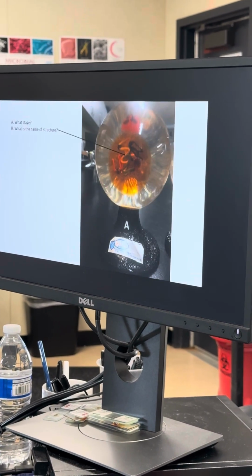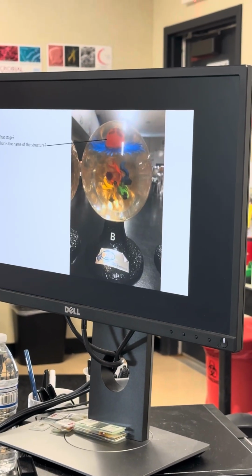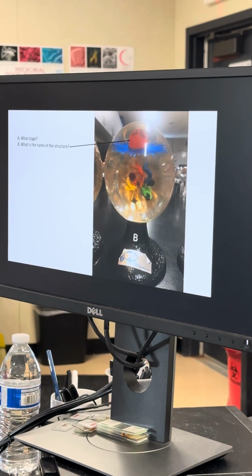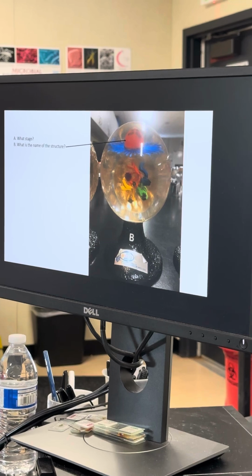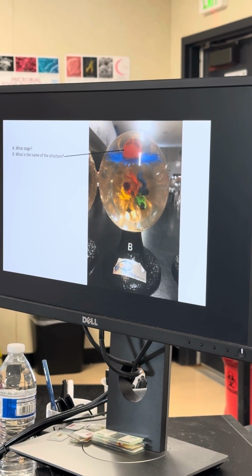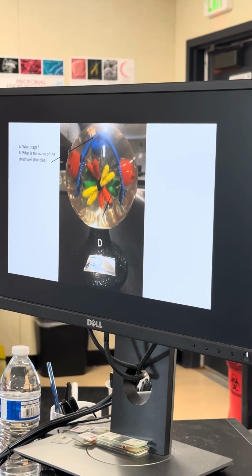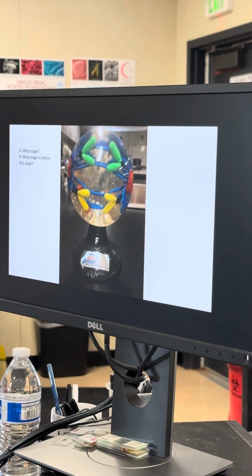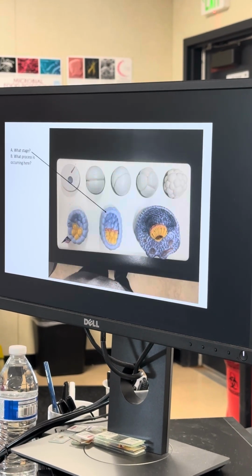Stages of mitosis, interphase. They are not stages of mitosis. These two are not stages of mitosis. Of course, this is the S phase of interphase. Prophase, metaphase, anaphase, telophase.